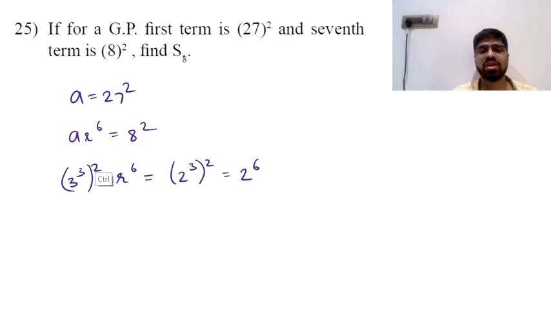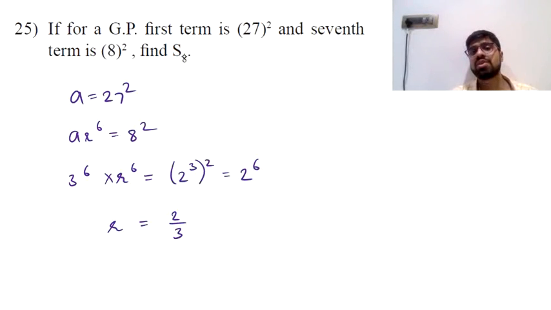3 cube the whole square is going to be 3 power 6. So we have 3 power 6 into R power 6 equal to 2 power 6. So R power 6 will be 2 by 3 the whole power 6, and that is why you can say that R will be equal to 2 by 3.